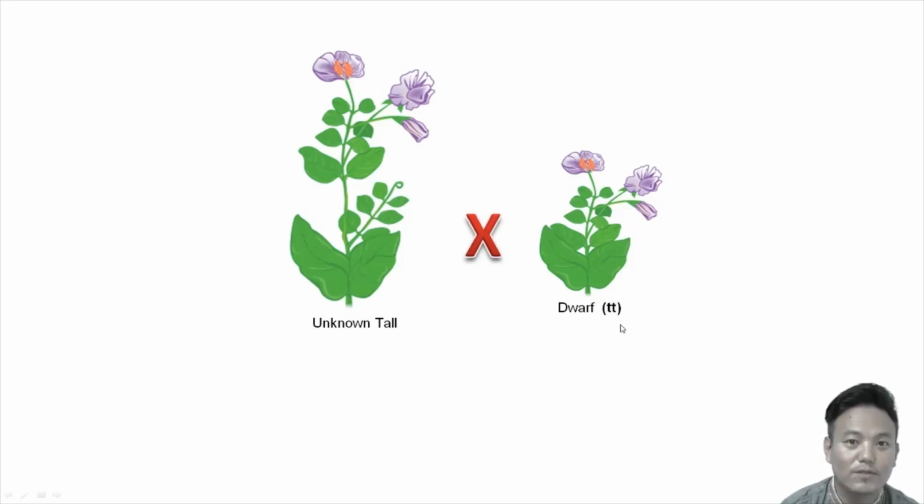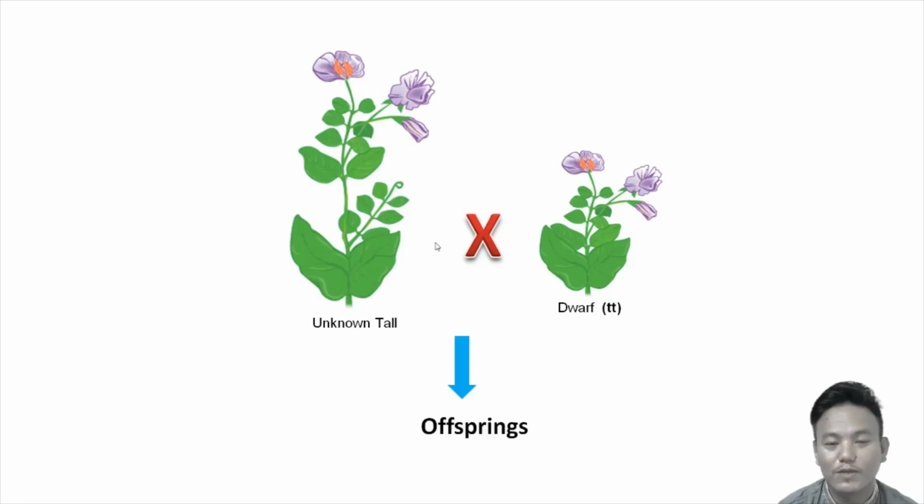You can figure out the definition of the test cross from this instance itself: a test cross is a cross between an organism with unknown genotype and an organism with known genotype. This test cross will help us determine the genotype of this unknown plant. So how does that happen? After crossing, we have to observe their offspring. The ratio of their offspring will tell us whether this unknown plant is homozygous or heterozygous.